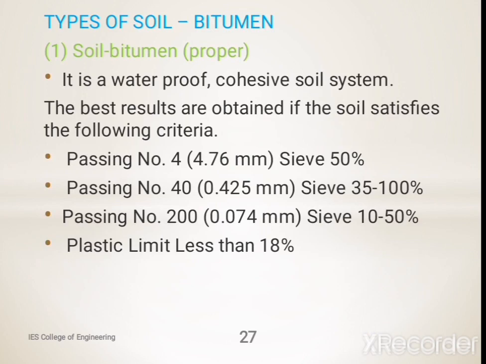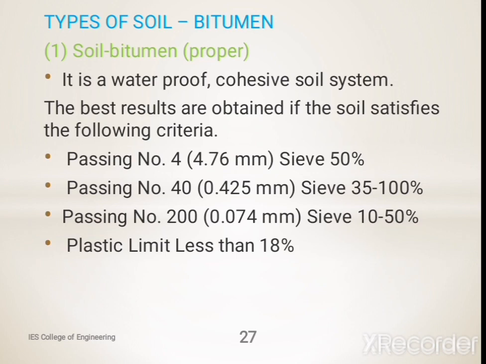The next is types of soil bitumen. The first type is soil bitumen proper. It is a waterproof cohesive soil system. The best results are obtained if the soil satisfies the following criteria. About 50% of soil should pass through the 4.76 mm sieve. About 35 to 100% of soil should pass through the 0.425 mm sieve. About 10 to 50% of soil should pass through the 0.074 mm sieve.